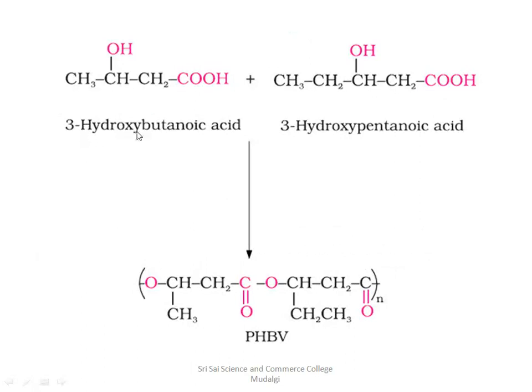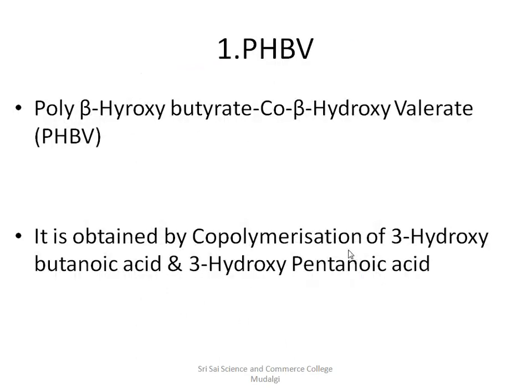So this is your 3-hydroxybutanoic acid. Why 3-hydroxy? We have to give the least number to the functional group, carboxylic 1, 2, 3. So 3-hydroxybutanoic acid has 4 carbons, and the carboxylic acid group is present. This is 3-hydroxypentanoic acid. So these two monomers undergo copolymerization to form what? Polyhydroxybutyrate copolymerized with polyhydroxyvalerate, right? So PHBV is nothing but poly beta hydroxybutyrate copolymerized with beta hydroxyvalerate.